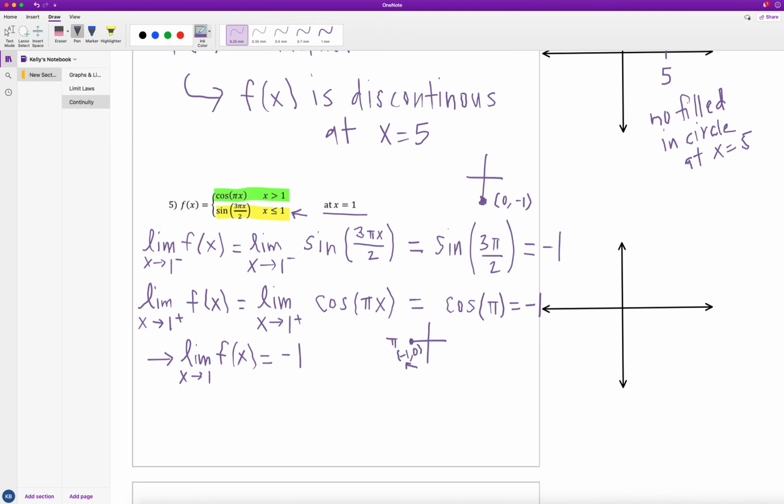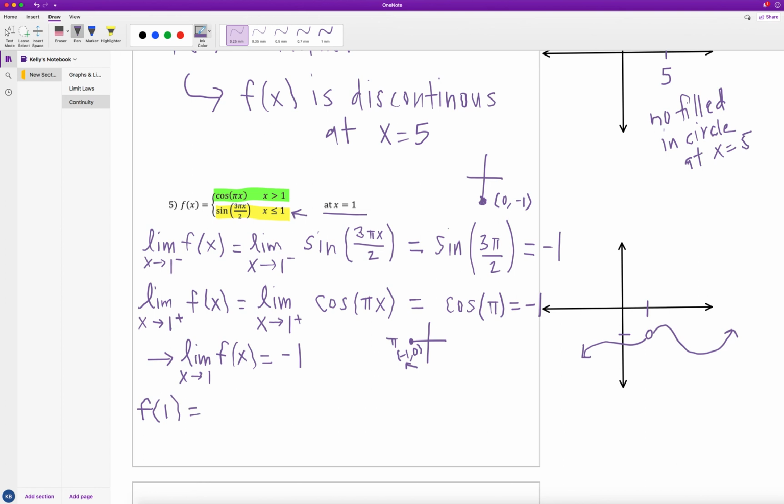If we go to a graph and we were to draw this, all that I know is that as I approach 1 from the left, something's happening. I'll make it like a sine wave this time. As I leave from the right, they're both approaching the same value, but I don't know about that filled in circle yet. So my next step is to compute, well, what is f of 1?